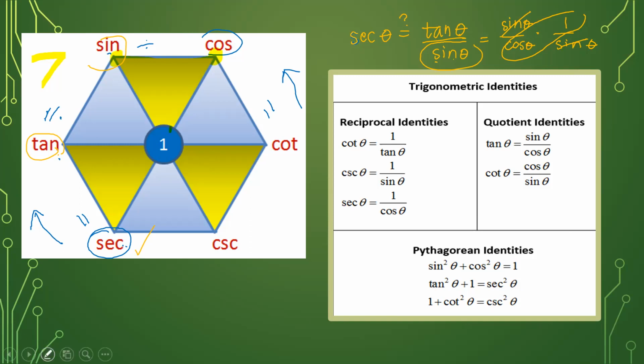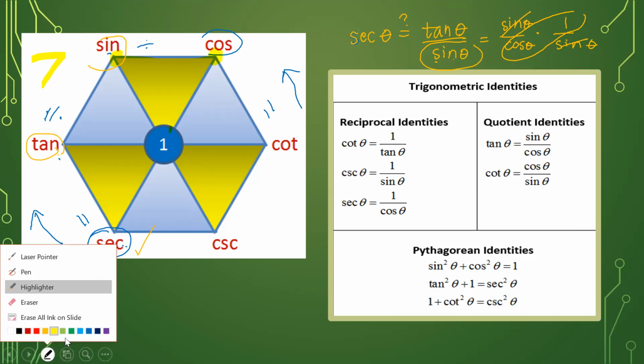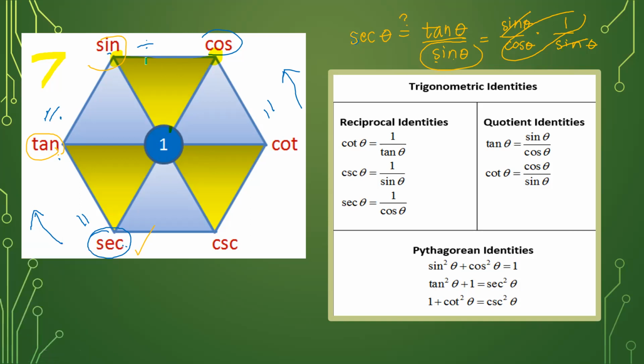Dapat pala ibang kulay ng highlighter natin. Let's use the green one. Yan. So, sine squared plus cosine squared equals 1. So, it's like moving here and there. Okay, greater than symbol like this. Tapos, dito naman, it's this one, yung sine squared plus cosine squared. Ito naman, pag ganun yung ating movement, greater than symbol, so tangent squared theta plus 1 is equal to secant squared theta.